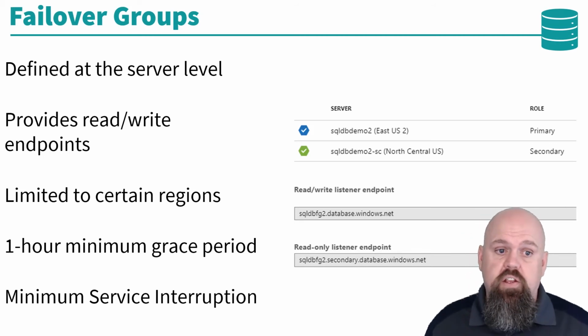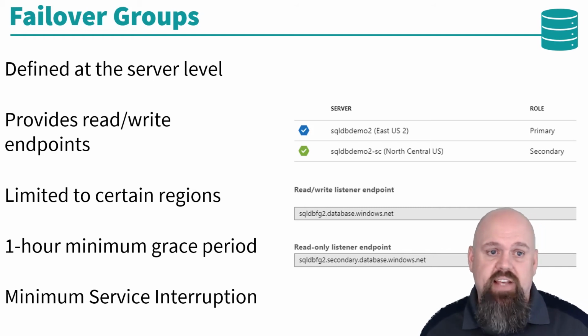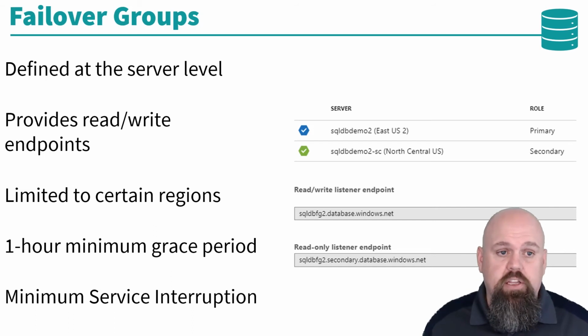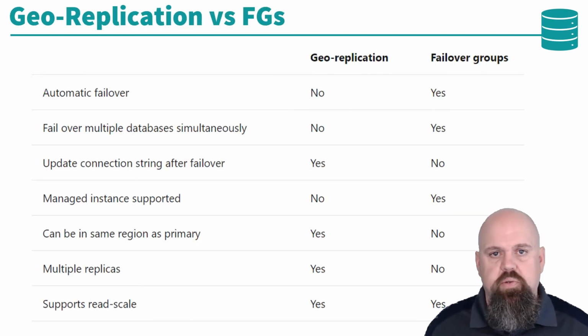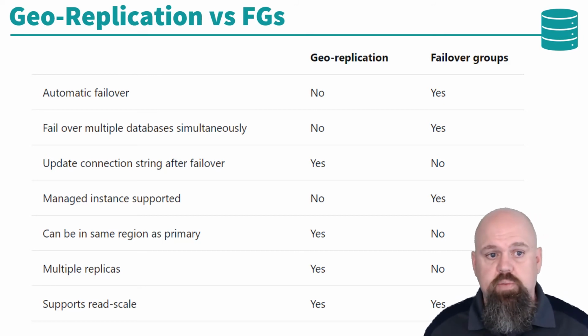You can force a failover both in Geo-Replication and failover groups. You can force that failover, but know that if you force the failover, any data that might be in flight and hasn't fully committed to the secondary is potentially going to be lost. So here's a quick example of differences between Geo-Replication and failover groups.